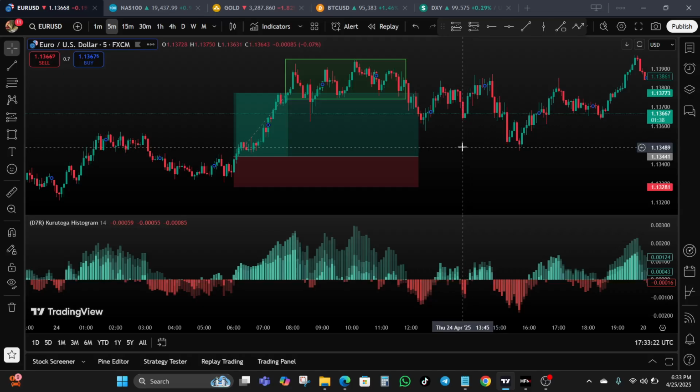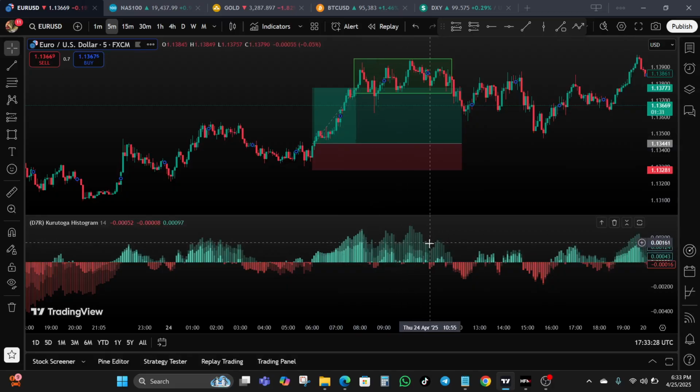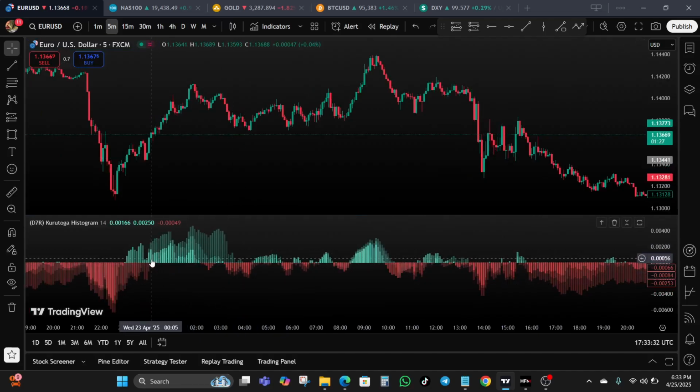Okay, look for consistent color shift. For example, if you see green bars forming consecutively, you are in bullish territory, just like I said. When you notice the green bars forming consecutively, repeatedly, it means you are in bullish territory. So you can combine this with structure analysis.